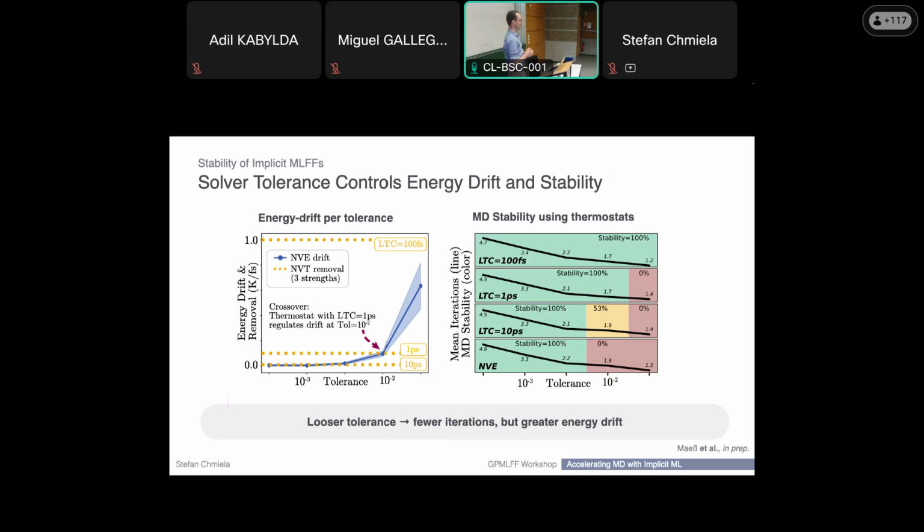So we investigated what happens if we loosen the tolerance, and what we observe is that it increases the energy drift in the simulation, obviously, because the model will not be as accurate, but it can be easily counteracted by the thermostat, right? So we can loosen the tolerance to get more performance and then turn the thermostat a little higher, or we can tighten the tolerance, and then the thermostat doesn't have to work as much in removing the errors that the model is giving. And then we tested the stability of MD simulations for different configurations.